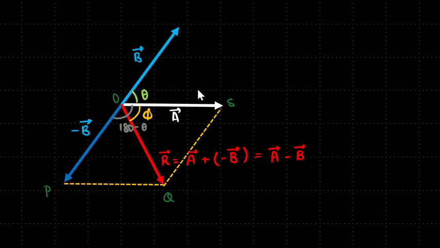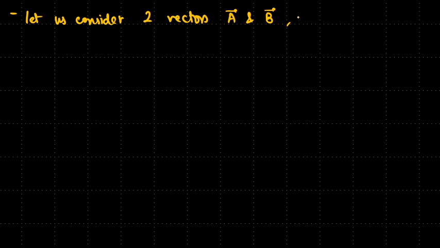So as you can see, this is basically vector subtraction. Now we're just going to write this much more formally and find equations that satisfy this. So let us consider two vectors, vector A and vector B. Let theta be the angle between them. So we already did this, right?